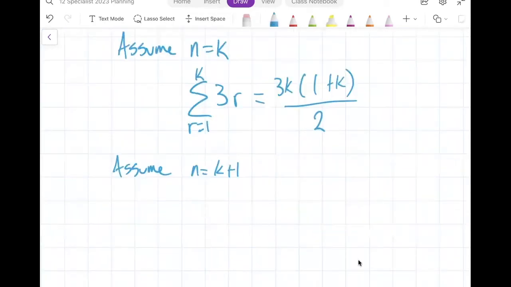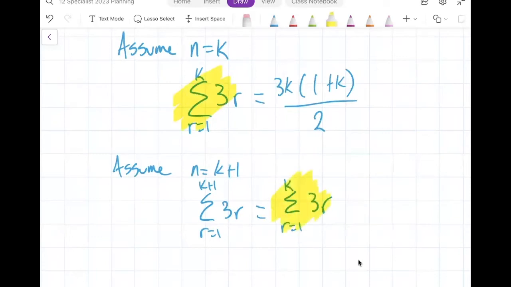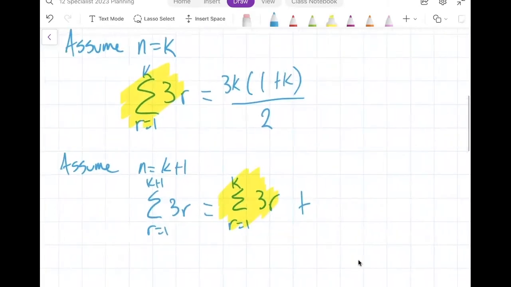Now, for the k plus 1 step, it's going to look a little bit different, but it's still the same overall skill. So my sum now goes from r equals 1 to k plus 1, and it's still going to be 3r here as part of my sum. On the right-hand side, well, if it's k plus 1, that's going to be equal to the sum from r equals 1 to k of 3r. So this part here is going to still be here, just like with our normal proofs. And that's going to be plus, now I'm going to substitute k plus 1 in place of r, plus that's going to be 3 outside of k plus 1.